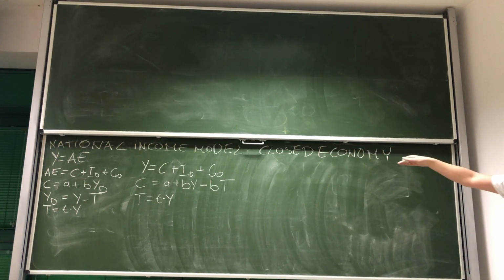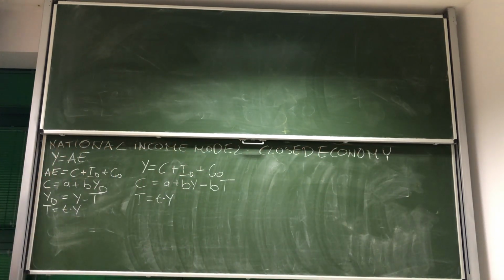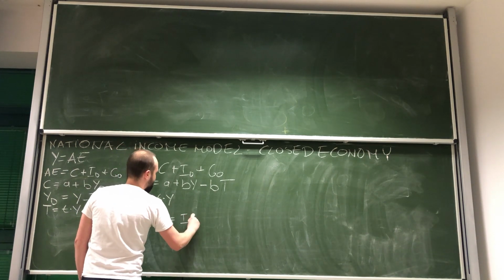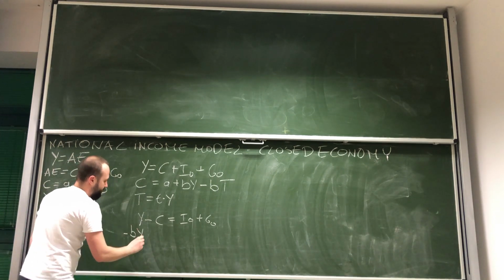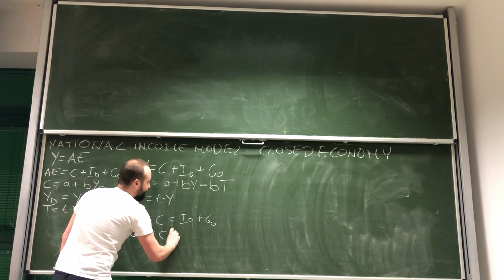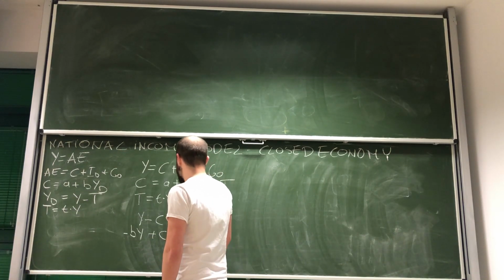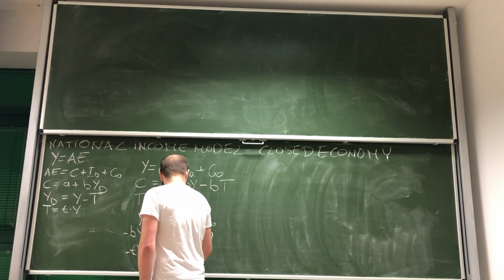Okay, so what we do always in these situations, we put all the endogenous variables to the left, all the exogenous variables to the right. So we've got y minus c equals I0 plus g0. Then we've got negative by plus c plus bt equals a. And then we've got negative ty plus t equals 0.